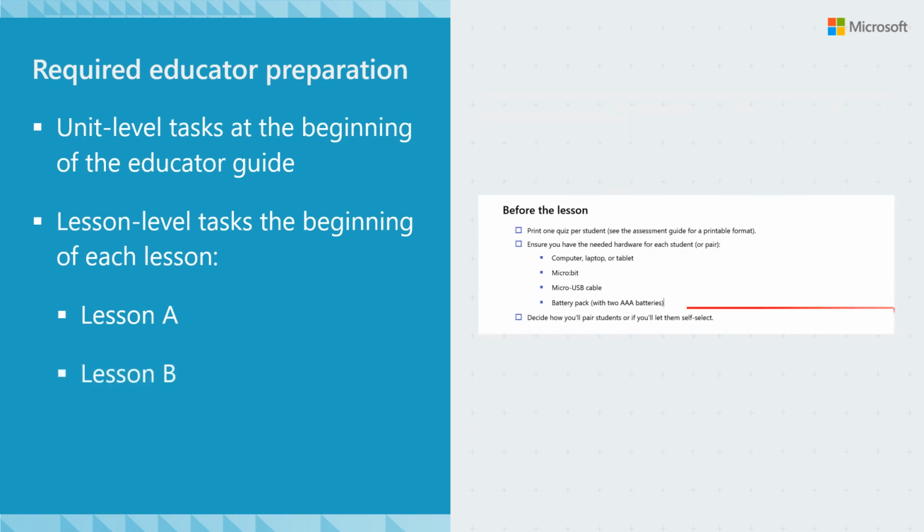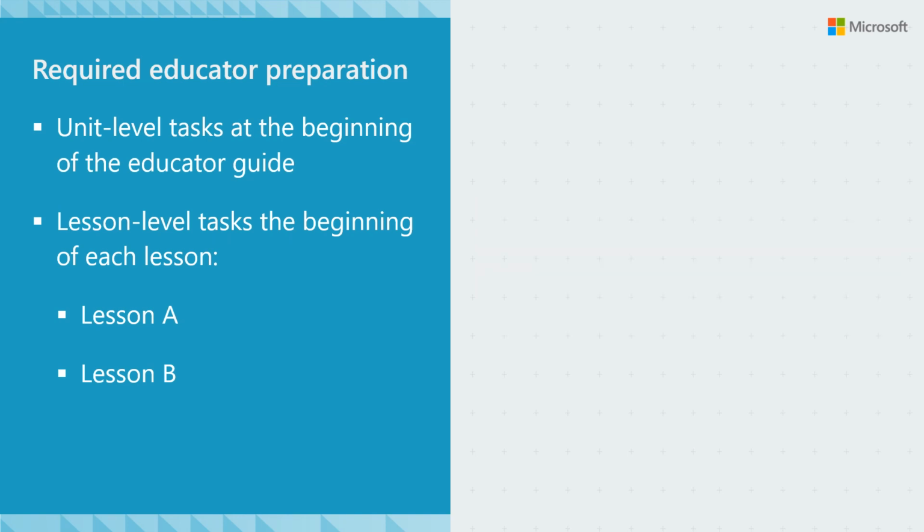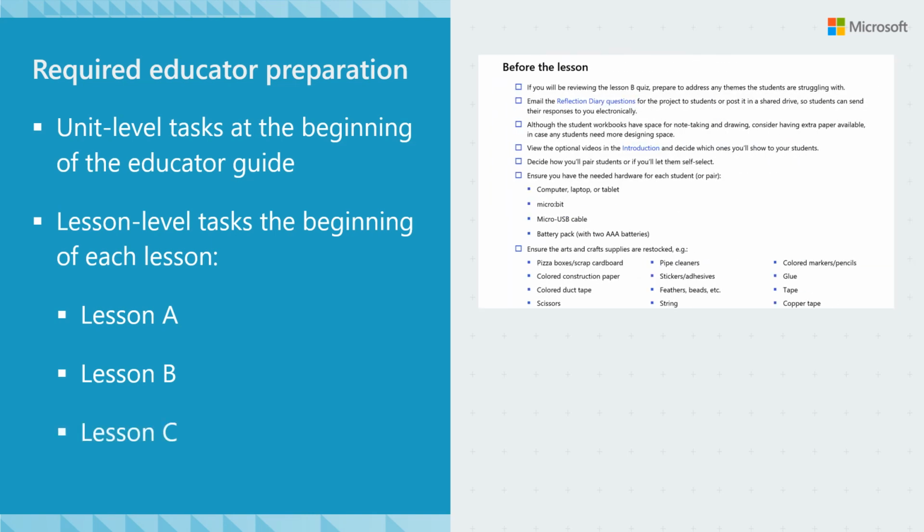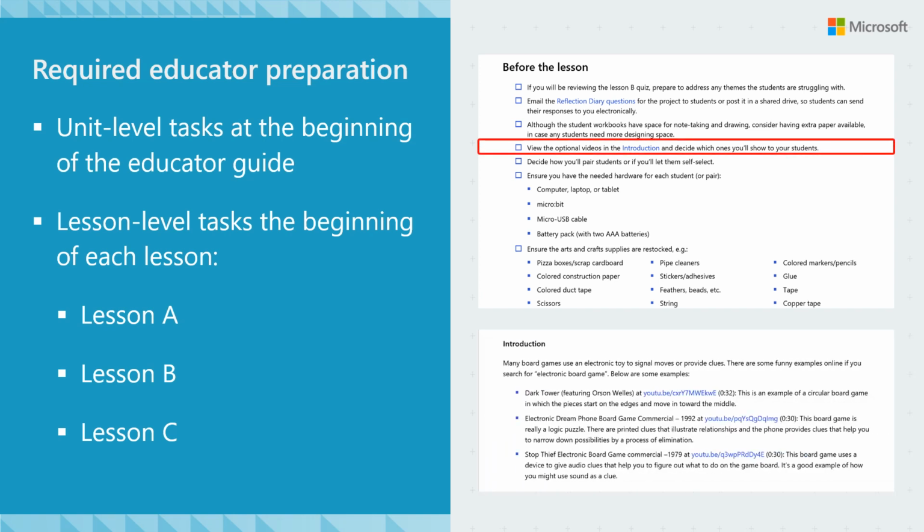Now, your Lesson B preparation includes deciding if you'll pair the students or let them self-select. One benefit of you deciding is you can pair students so that one student could potentially mentor the other. And in addition to the usual prep of getting all the materials ready for the project in Lesson C, you'll want to review the optional videos to decide which of them you want to show your students in class and decide on the student pairings.